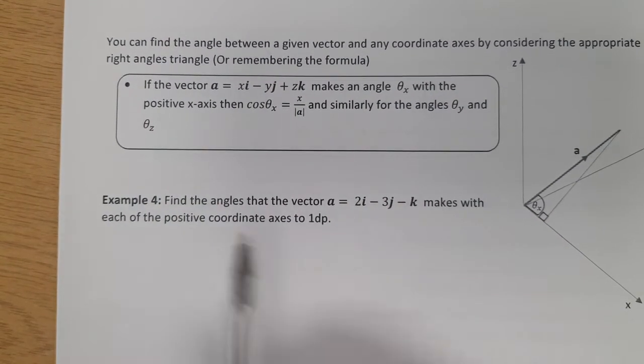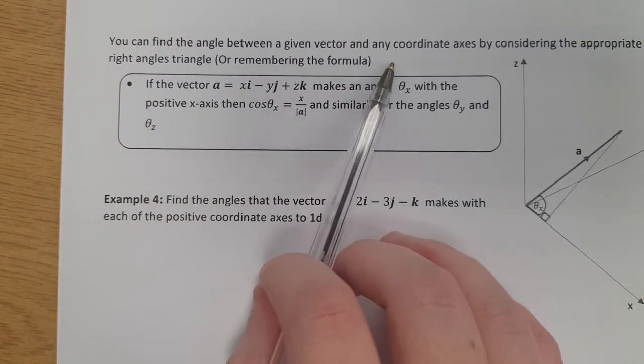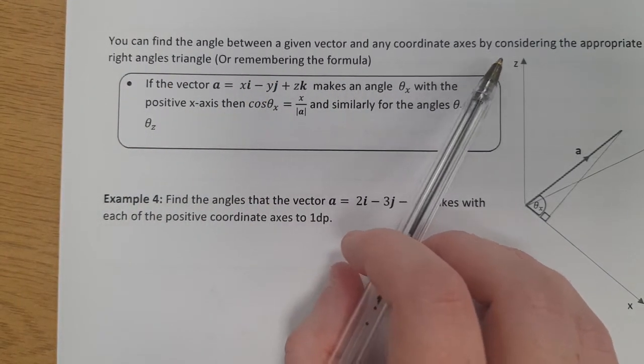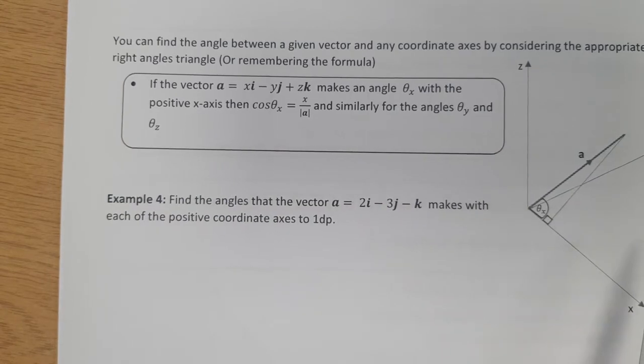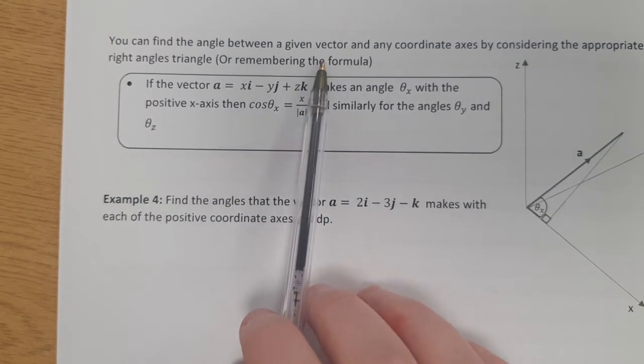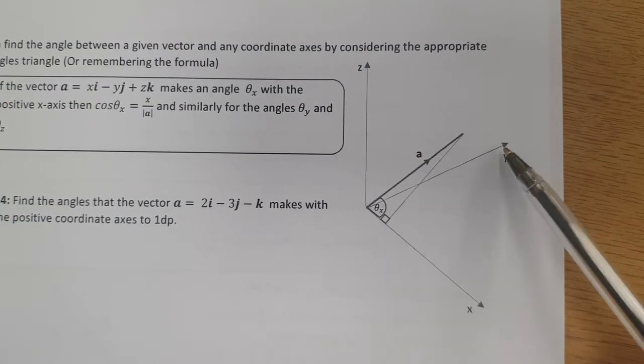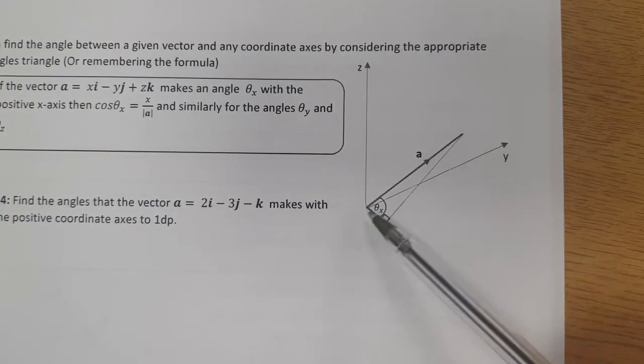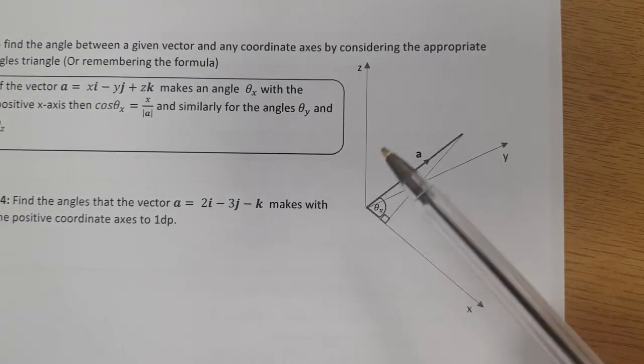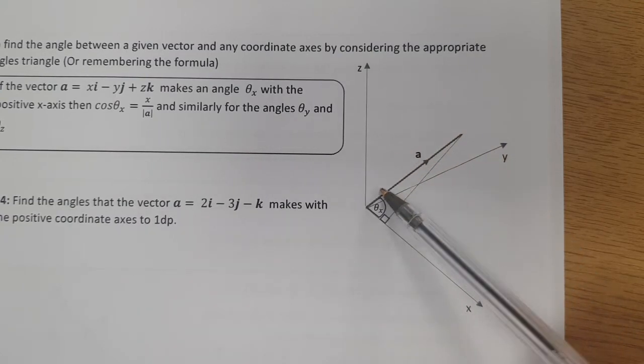Right, next part, we've got find the angle between a given vector and any coordinate axes by considering an appropriate right angle, or you can, once you've learnt this, just remember the formula. But basically, you've got x, y, and z. It takes a little bit of imagining. If x and y are on the page, for example, z would actually be standing directly up towards the camera.